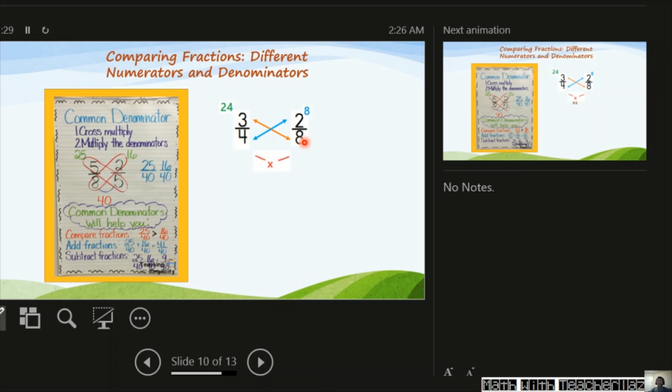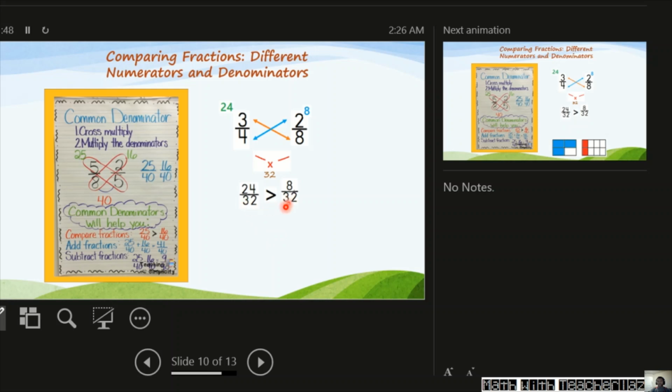And 4 times 8, that's 32. So now let's see what we get. What is the equivalent fraction we get? We get 24/32. We write the same denominator compared to 8, 32nds.